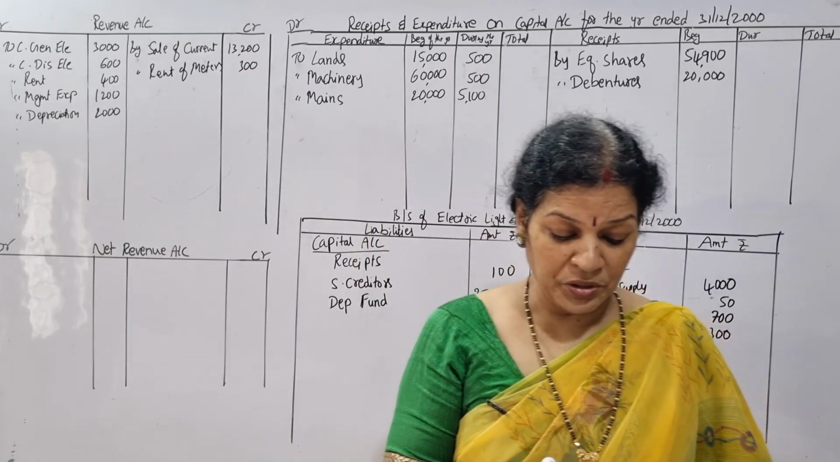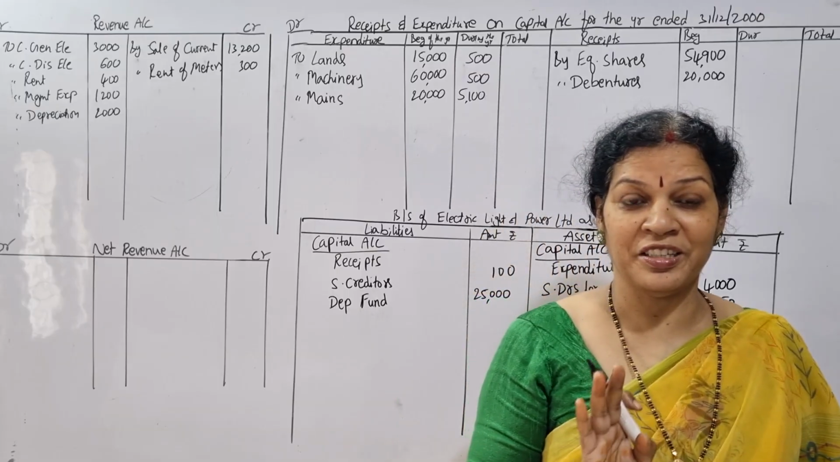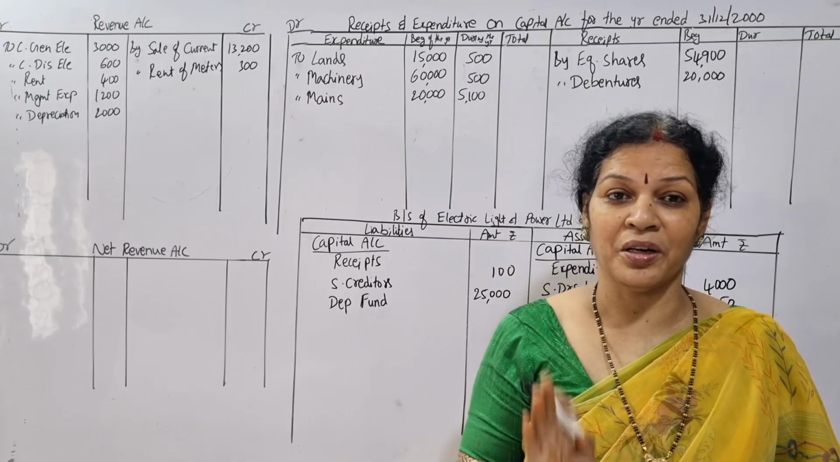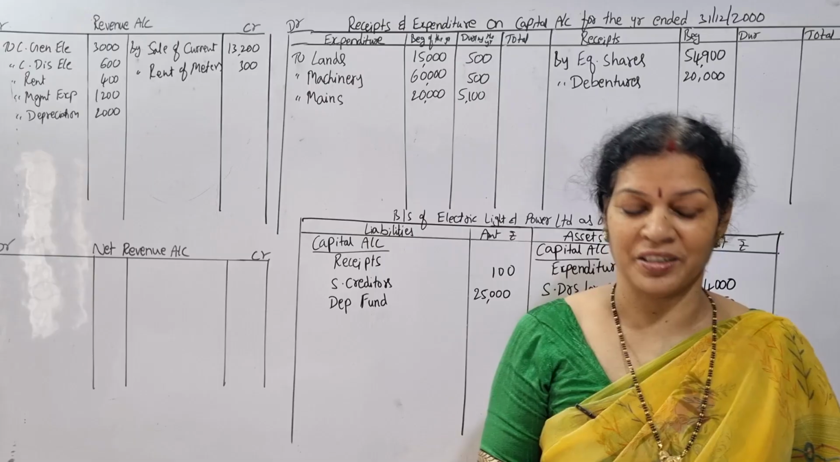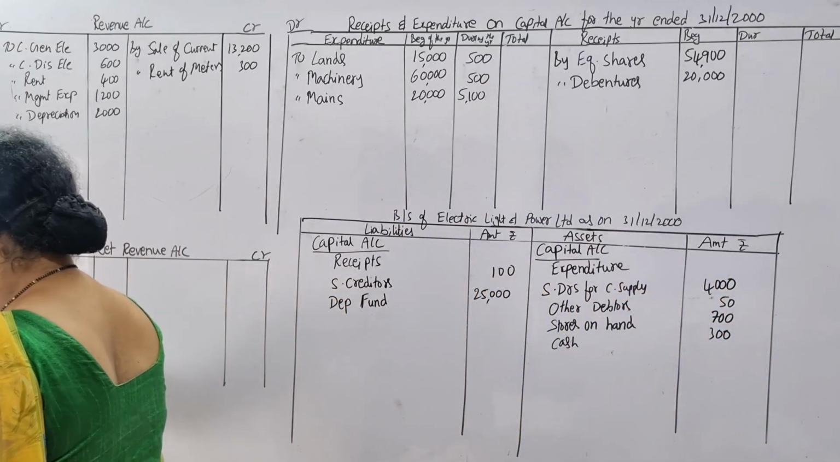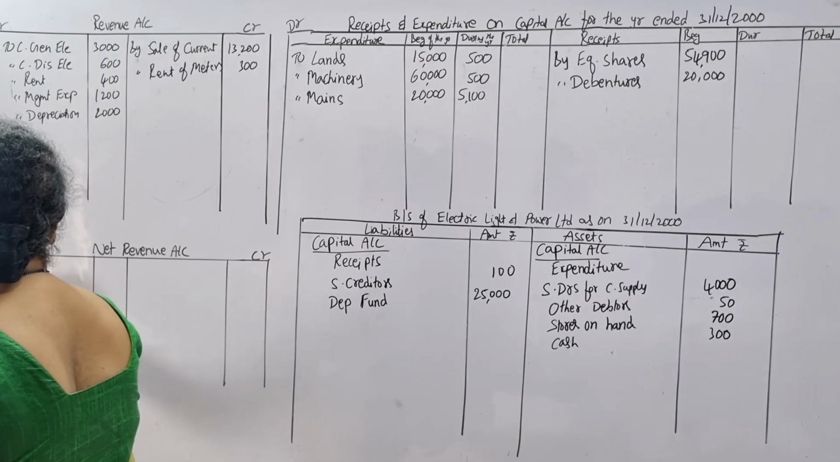Next, interest on debentures, dividends. Please remember, interest and dividends both will come in the net revenue account. Which side? Debit side. So in the net revenue account debit side you'll write interest on debentures.